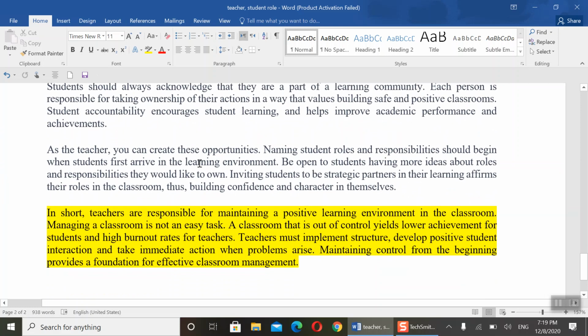See? So here, you as teachers can create these opportunities. You can name situations, etc. You have to read this, okay? Because of time, you have to read this and understand it because it's easy.